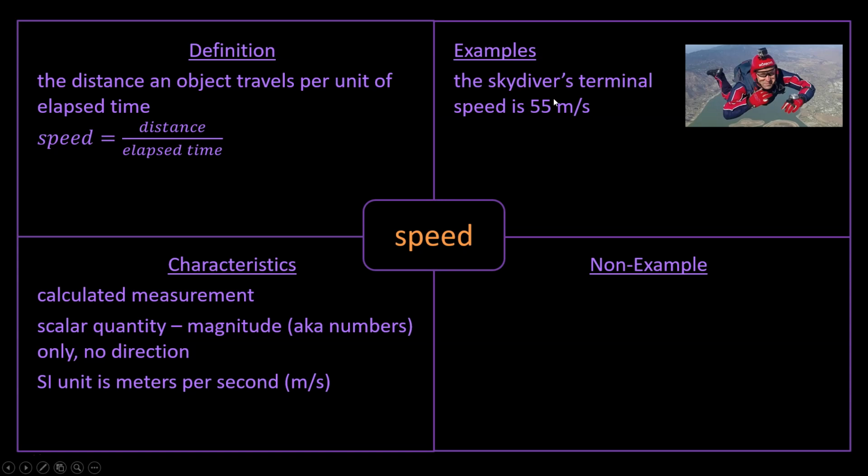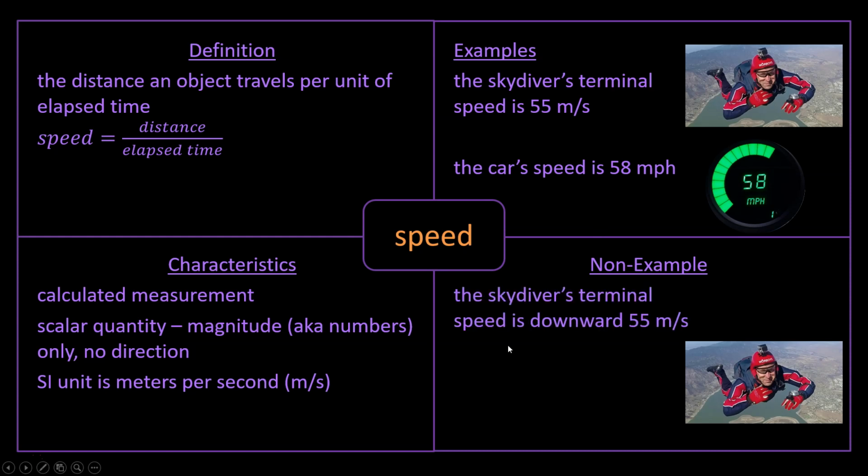We have the skydiver, and the skydiver's terminal speed is 55 meters per second. That's about 120 miles per hour. And we look at the speedometer on the car, and we say the car's speed is 58 miles per hour. Those are examples of speed. Let's look at some non-examples. Once again, with the skydiver, if we say the skydiver's terminal speed is downward 55 meters per second, that's not a good use of speed because notice it has a direction with it, downward. If it's speed, we're only interested in the number.